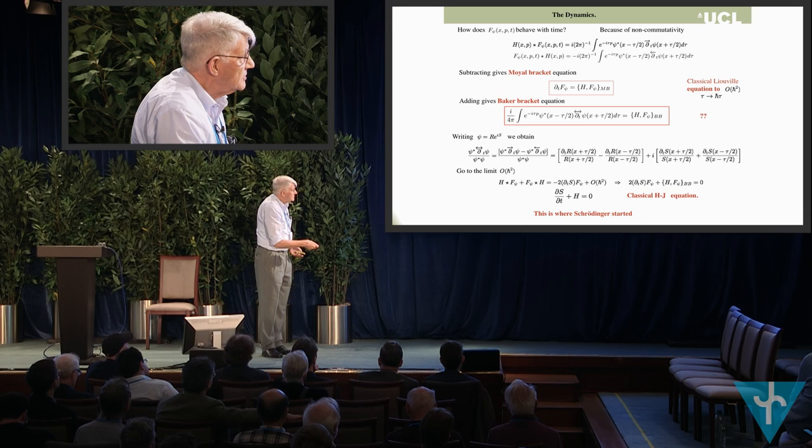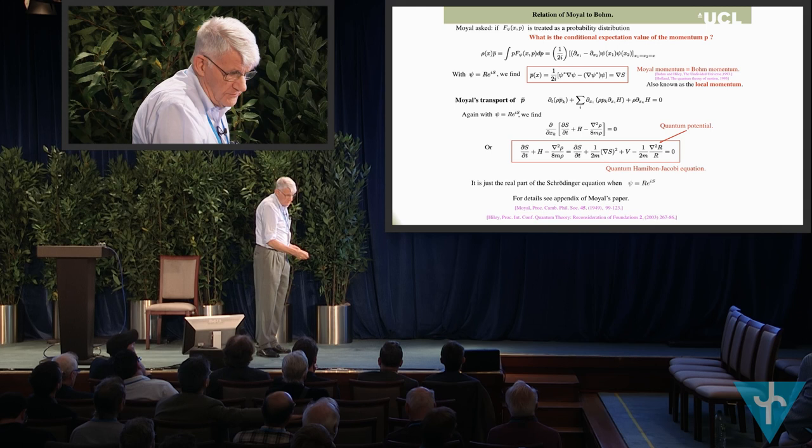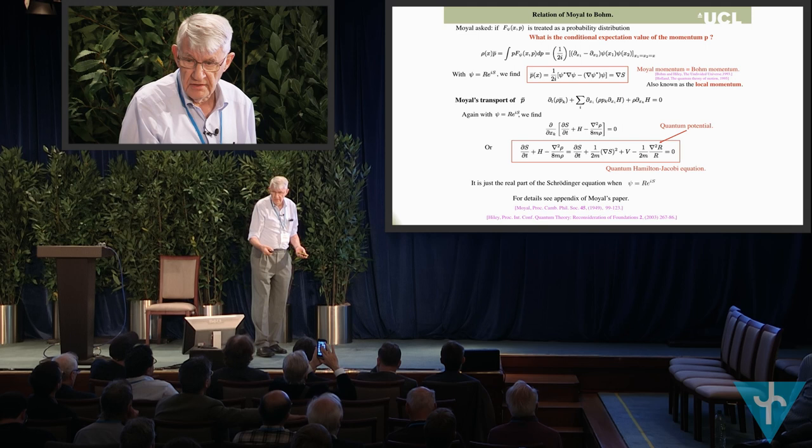So that is the real part of the Schrodinger equation here already. Okay, then it's quite clear that if Moyal has a classical phase or uses a symplectic space, then Bohm uses a symplectic space, so they must be the same.